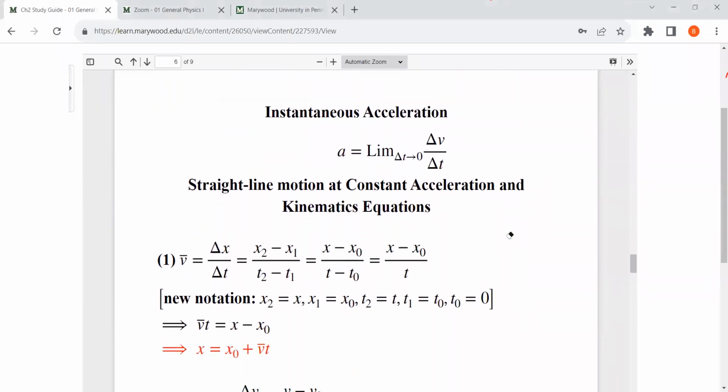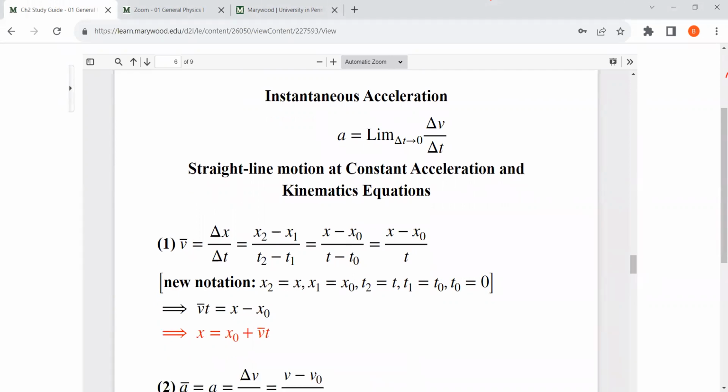All right, the next thing is the instantaneous acceleration. Similar to the instantaneous velocity, we can also have instantaneous acceleration, and instantaneous acceleration is basically the acceleration at a particular instant of time. Similar to the instantaneous velocity, we can define mathematically the instantaneous acceleration as this. When delta t is very small, the average acceleration is basically the instantaneous acceleration. And for instantaneous acceleration, we do not use the bar on top of a.